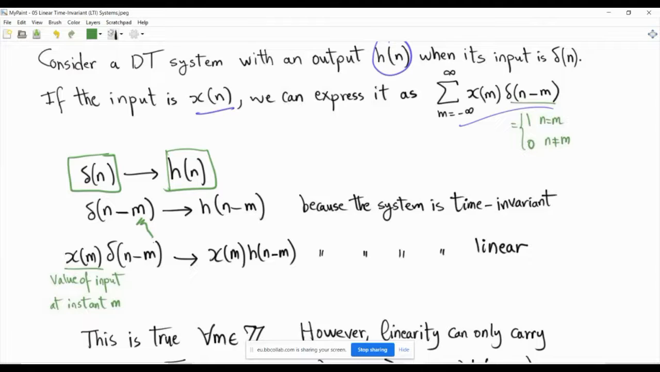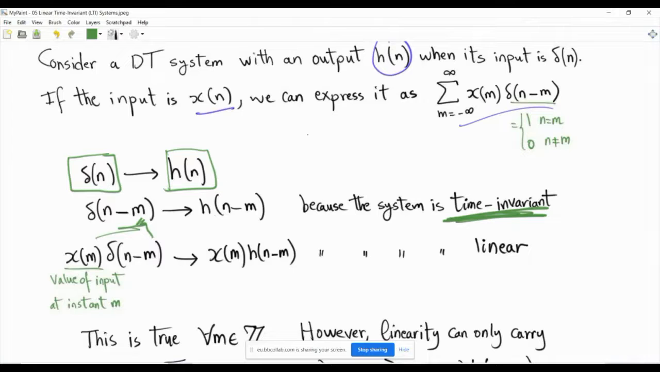Now, for a general system, if you shift the input, many things may happen to the output. But because our system is time invariant, we know the rule. The rule is that any shift you do in the input will be reflected in the exact same shift in the output signal, and nothing else will change. So delta of n minus m will give you h of n minus m.